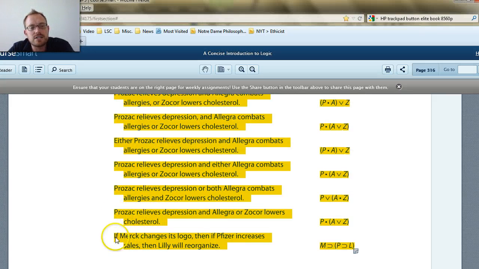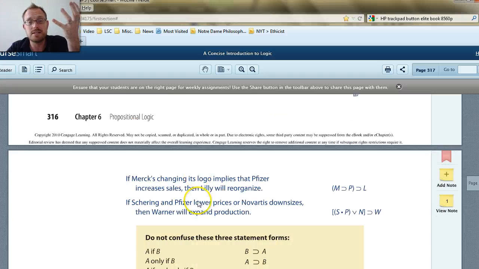Take a look at this last one. I don't want to do all these because you can read them on your own. If Merck changes its logo, comma, then if Pfizer increases sales, comma, then Lilly will reorganize, right? How should you do this one? Well, this "if" and this "then" tell us that these three propositions get combined with conditionals. If M happens, then it's the case, open parentheses, if P, then L, right? So this one was a little bit confusing, but it's not really too difficult. You just think about what's the basic meaning that's trying to be said here.